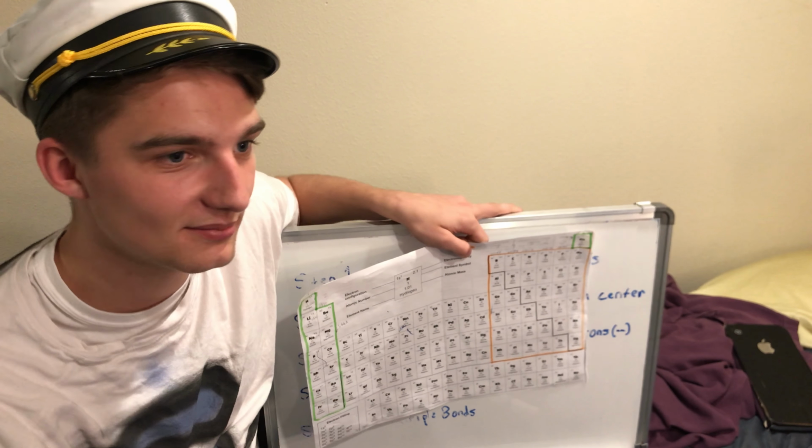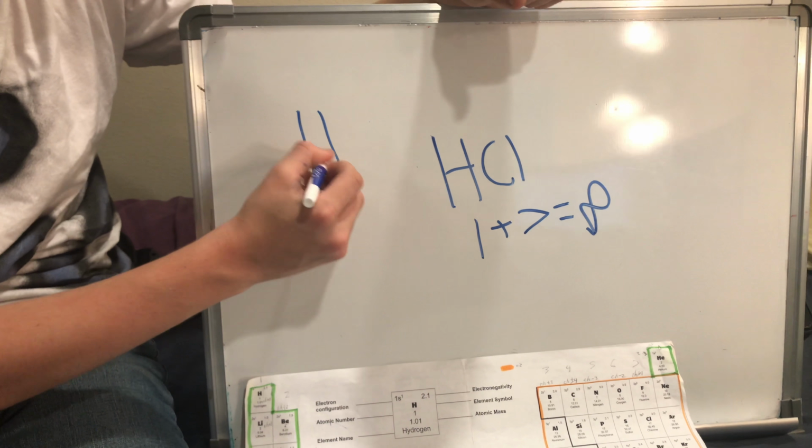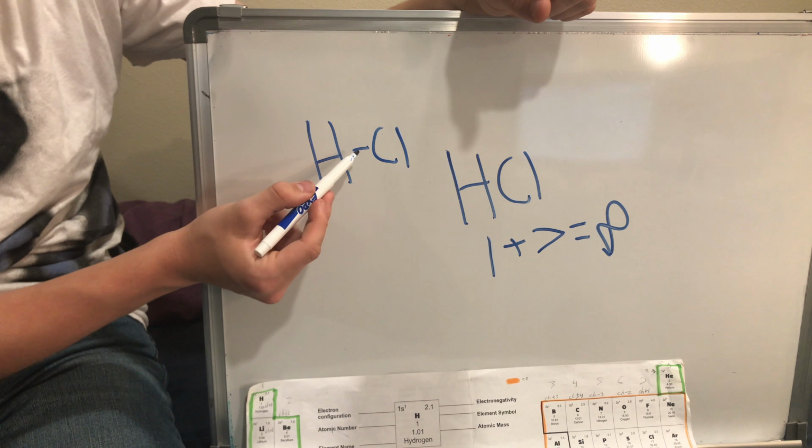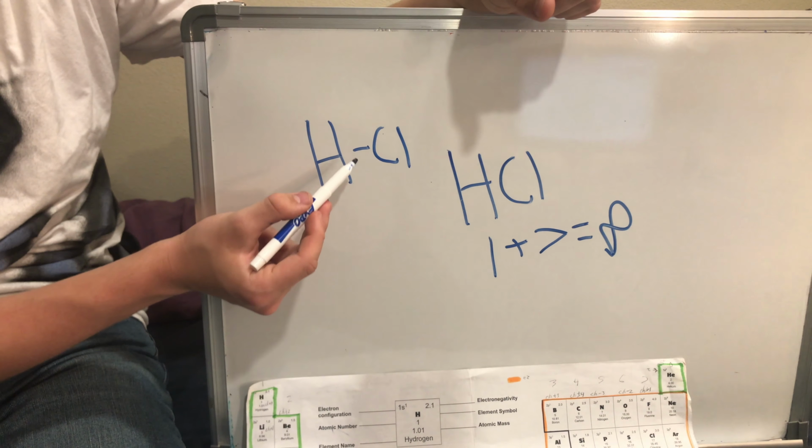So the octet rule applies to every single atom except for hydrogen? You got it! Now once we make our Lewis structure, we know that hydrogen, once we connect it to Cl with our line, since this line is worth 2 valence electrons, we know that hydrogen is already satisfied because of the duet rule. But we know that chlorine is going to need 6 more valence electrons in order to be satisfied because it already has 2 because of this bond line.